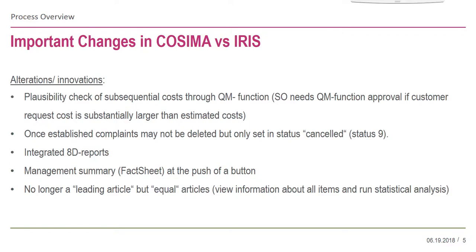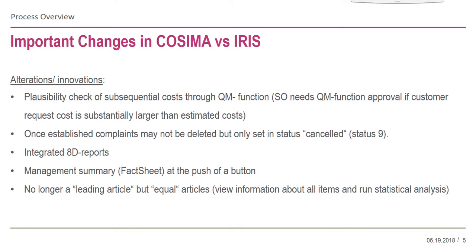Some more changes. There is a plausibility check of subsequential costs through the QM function. So the QM function is going to estimate the expected consequential costs, and these are costs that differ from the material costs, such as if there are any handling costs, sorting costs, return shipment, etc. And they will look for large differences between what they expect the consequential costs to be and what the customer requested cost is. Now, in the event that there is a large difference between these two amounts, the QM function must approve of the customer request before it gets passed on to the sales office manager.